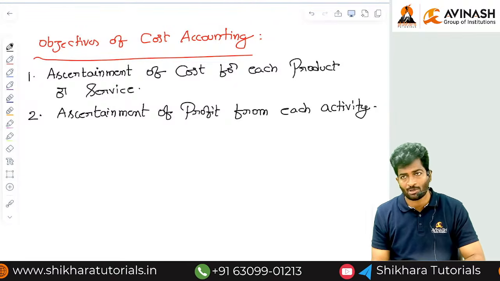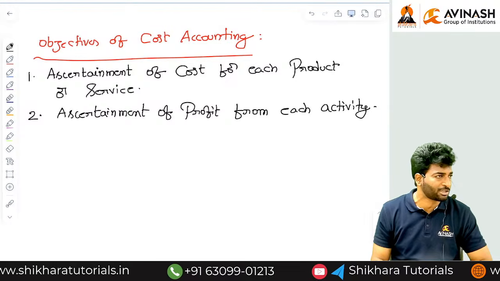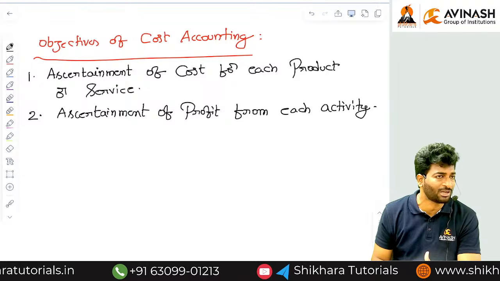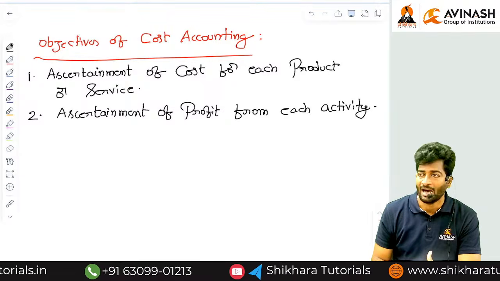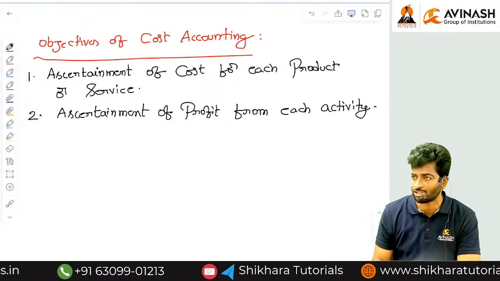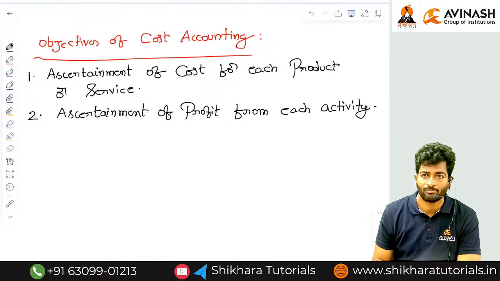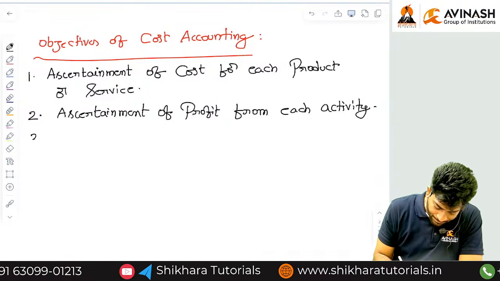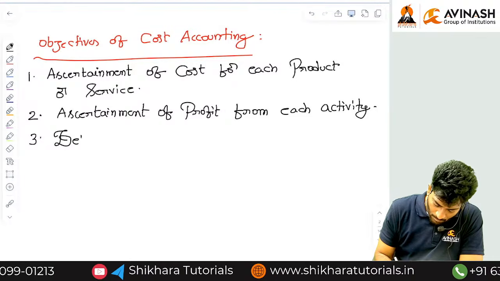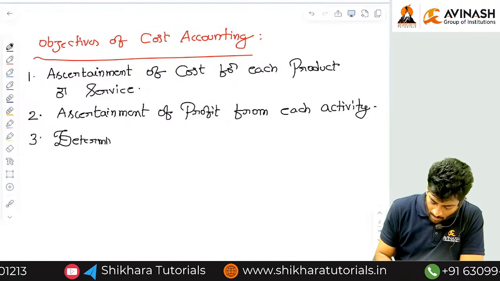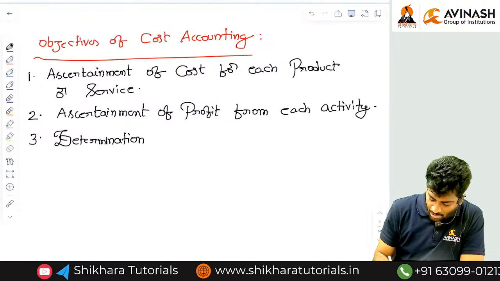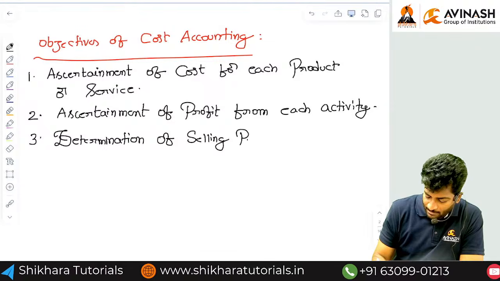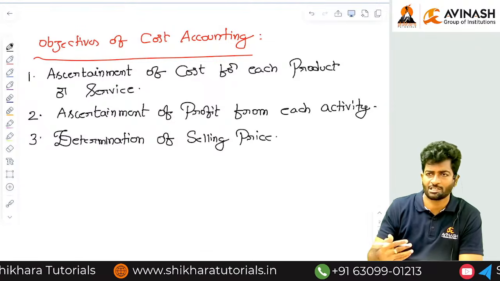Now after ascertainment of cost and ascertaining profit, what is our third objective? Determination of selling price. Selling price is fine. Just try to observe the language. Ascertainment in the first two cases. After ascertaining, you know both the numbers, right? You know cost, you know profit. Then what is our third one? Don't say ascertainment of selling price. Here you have to say determination of selling price, right? Determination of selling price, again for each product or service.